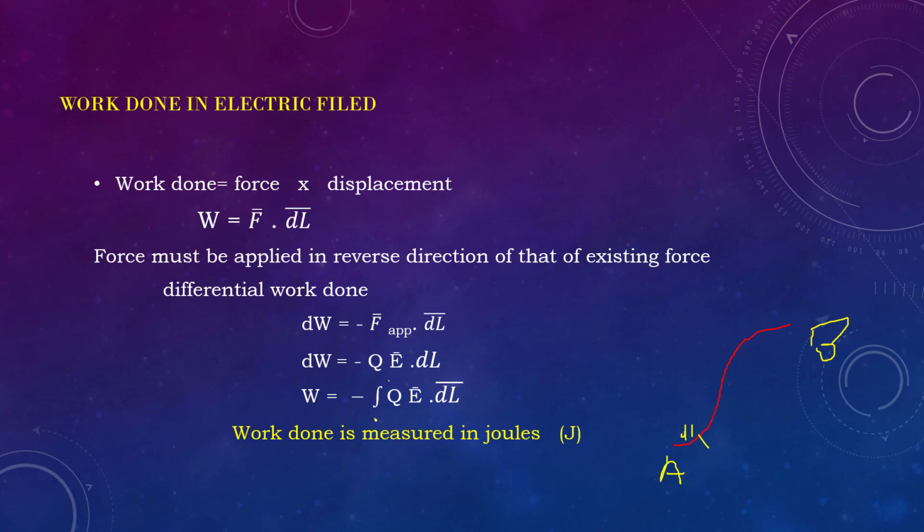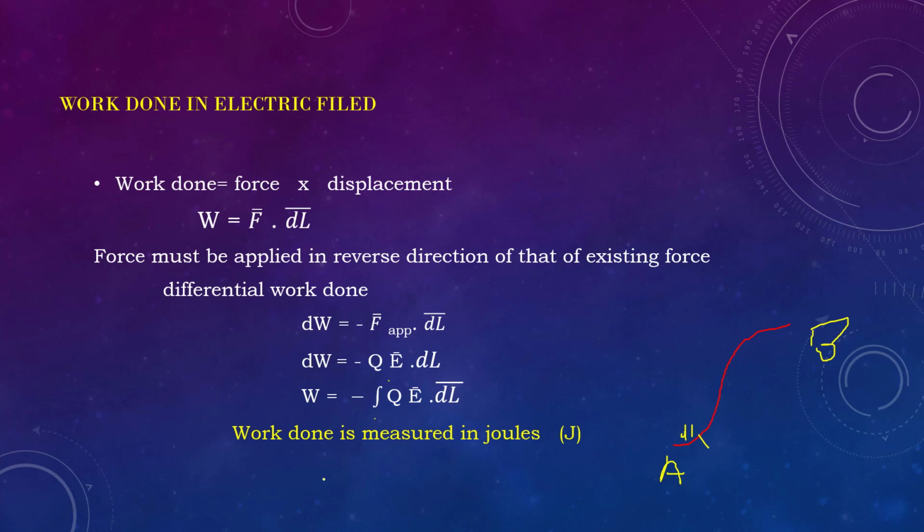The starting point shows the coordinates of point A, and the ending point shows maybe the coordinates of point B. This way the work done is defined. Work done is negative integration of Q into E bar dot dl bar. There must be a dot product between E bar and dl bar.